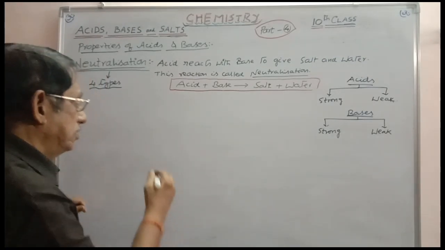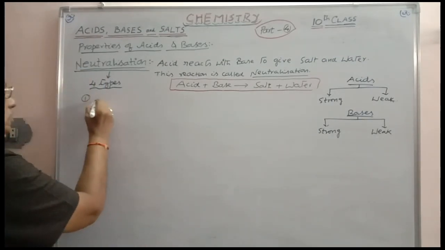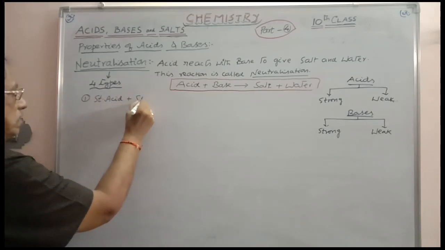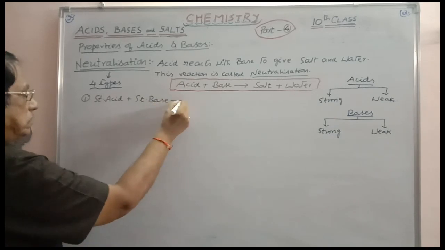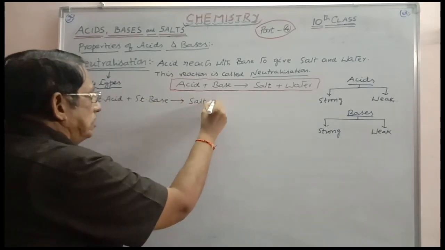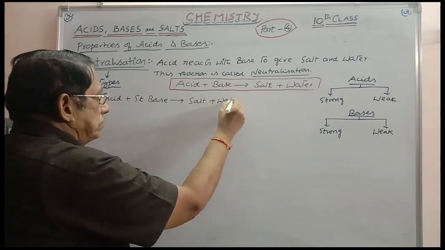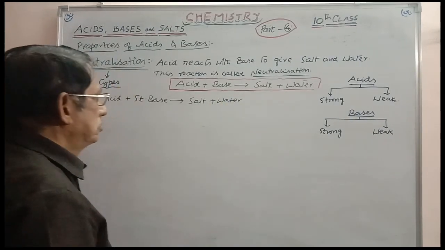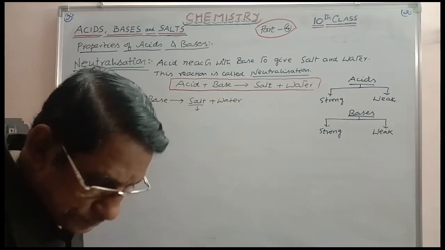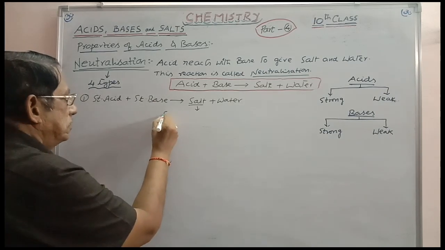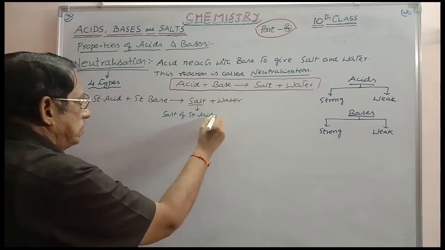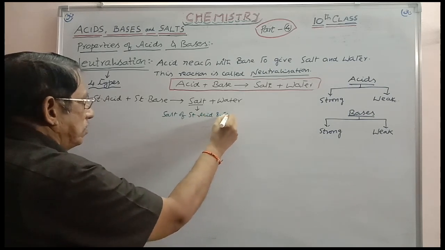First type I am considering here, strong acid plus strong base will give you salt plus water. So what is this salt called? This is called salt of strong acid and strong base.